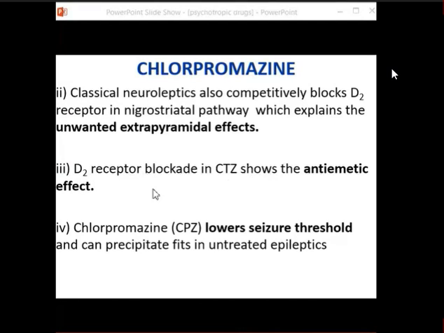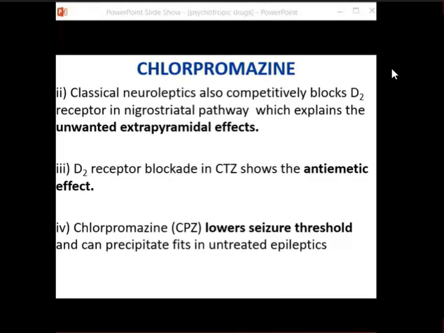In the brain, chlorpromazine also lowers the seizure threshold, which can precipitate fits in an untreated epileptic patient. So these are the actions of chlorpromazine in the brain.